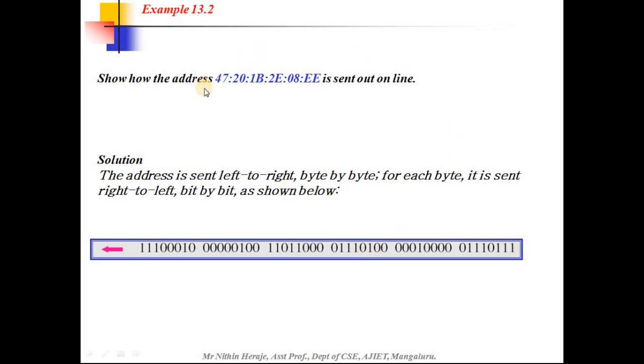This is a similar example in which you're sending the address. The bytes should start from left to right, and these bytes need to be converted to binary, and that binary should be sent from right to left. So 47 would be 01000111, and those bits should be sent from right to left. When it is right to left, this is the pattern that you observe: 111, 000, 10, and so on for all of the other bytes.